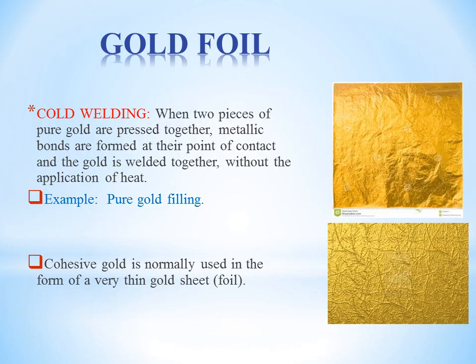Now, how is gold foil manipulated? It is done by cold welding, which is, like I mentioned, a form of cold working. So, it is seen when two pieces of pure gold are pressed together, metallic bonds are formed at their point of contact, and the gold is welded together without the application of heat. An example is pure gold filling. And in this case, cohesive gold is used in the form of very thin gold sheets.